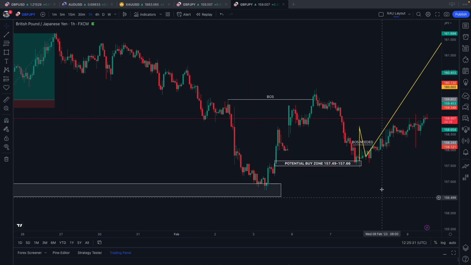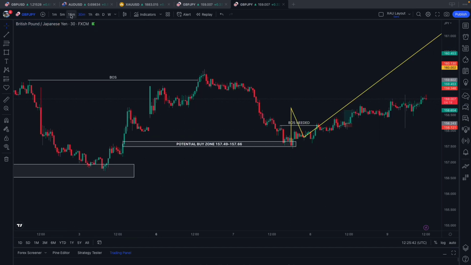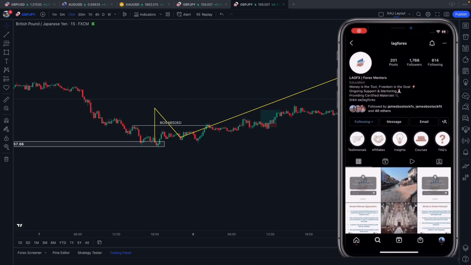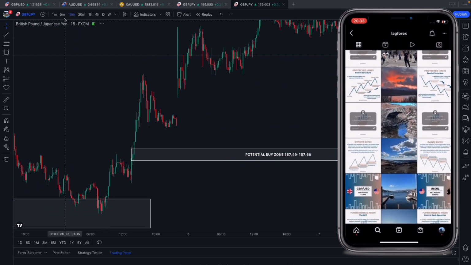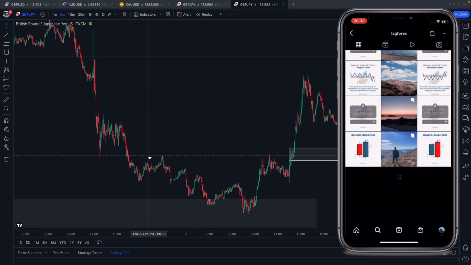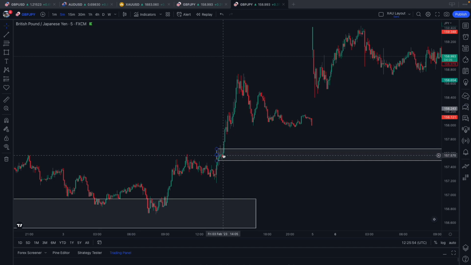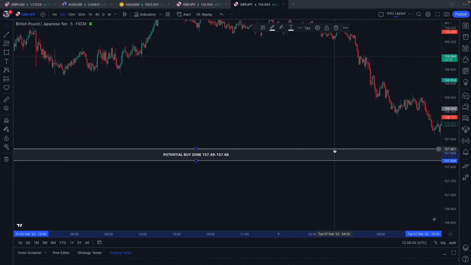Then what we did is we looked again within this initial impulsive wave that broke structure to the upside for any inefficient structure, any unmitigated candles that we could look to potentially buy from. And if we go down as low as the 15-minute time frame, I believe, it might be the 5. Let's have a look. Yeah, we can see here that there is a last sell to buy region again that had been left unmitigated. The price needs to come back down to tap into that before trading us higher.